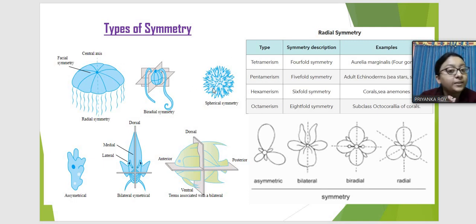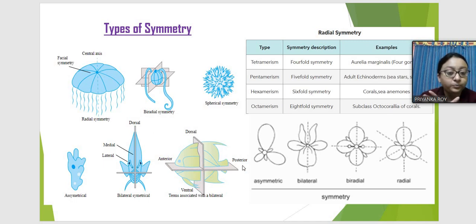Spherical symmetry, you can understand, this is just like a ball, and therefore we can cut it in any equal halves and it will give you 2 semicircles. So that's called spherical symmetry. Similar is asymmetrical, like I've already discussed, there is no symmetry at all, and bilateral symmetry is just like this.